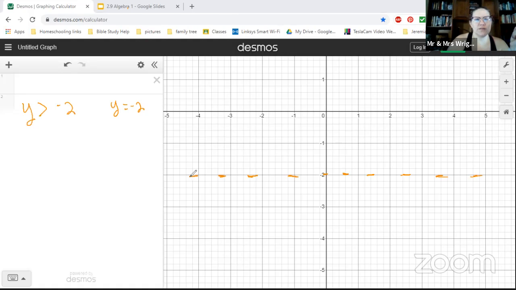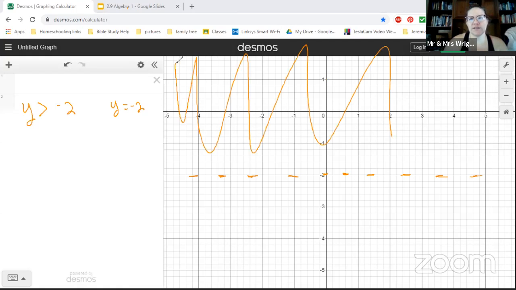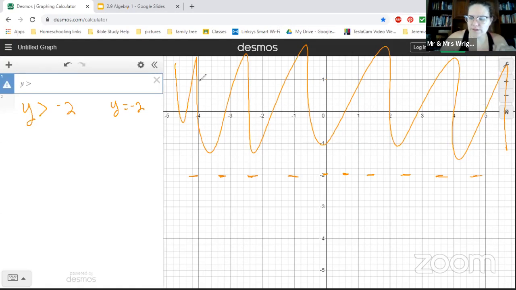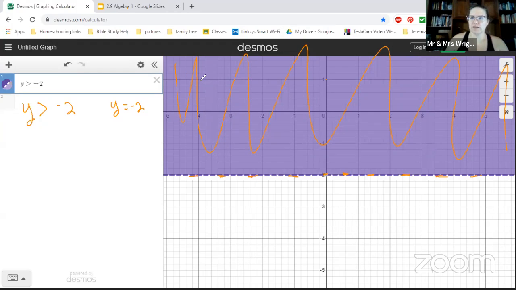And horizontal and vertical lines are pretty easy to figure out which side you're going to shade. If y is greater than negative 2, well, 1 is greater than negative 2, so it's going to be this side right here. Let's plug it in and see. Y is greater than negative 2. Look, we got it exactly correct. Good job.